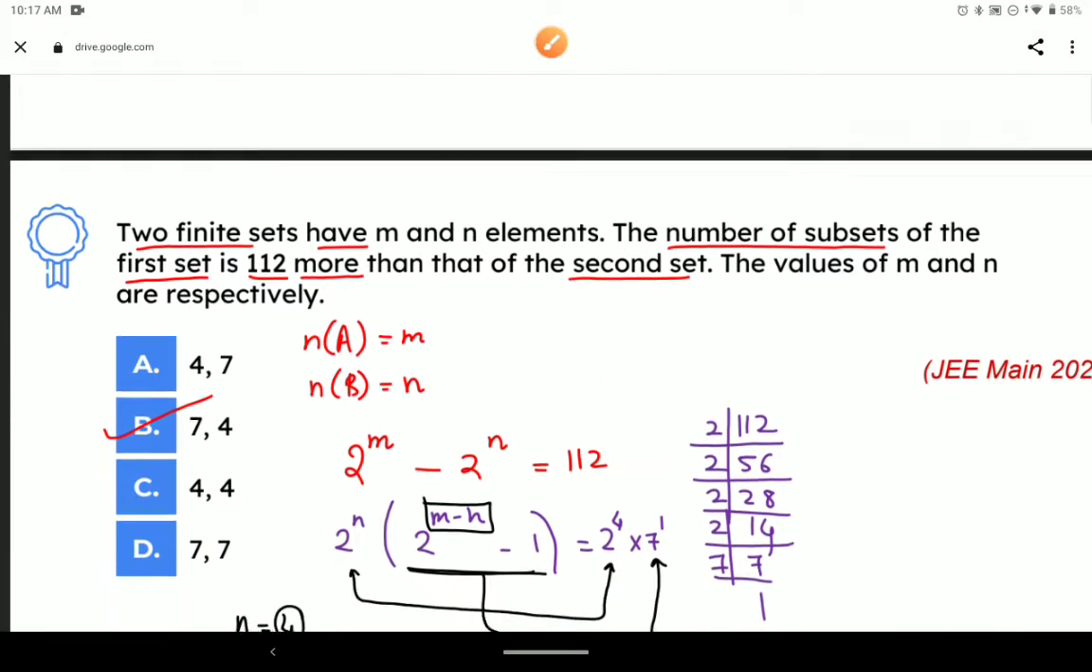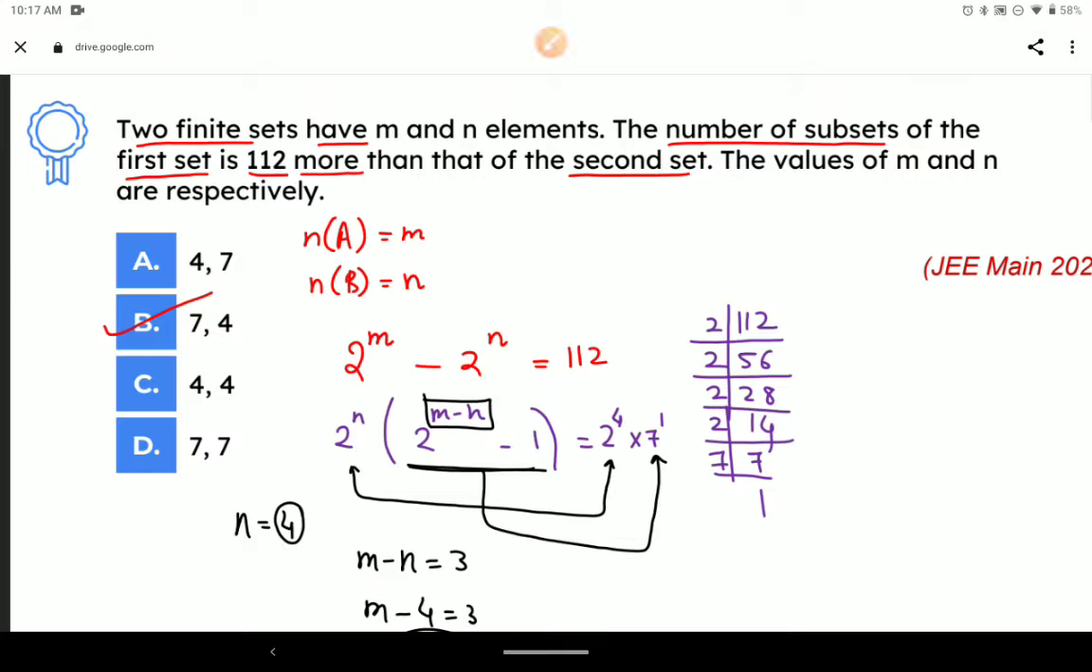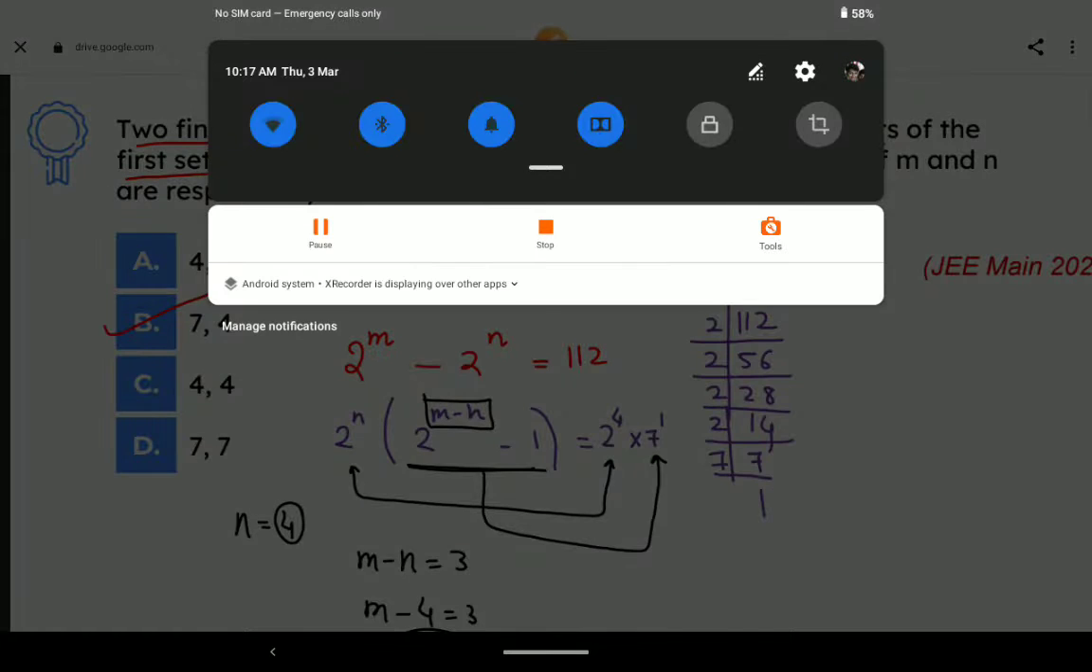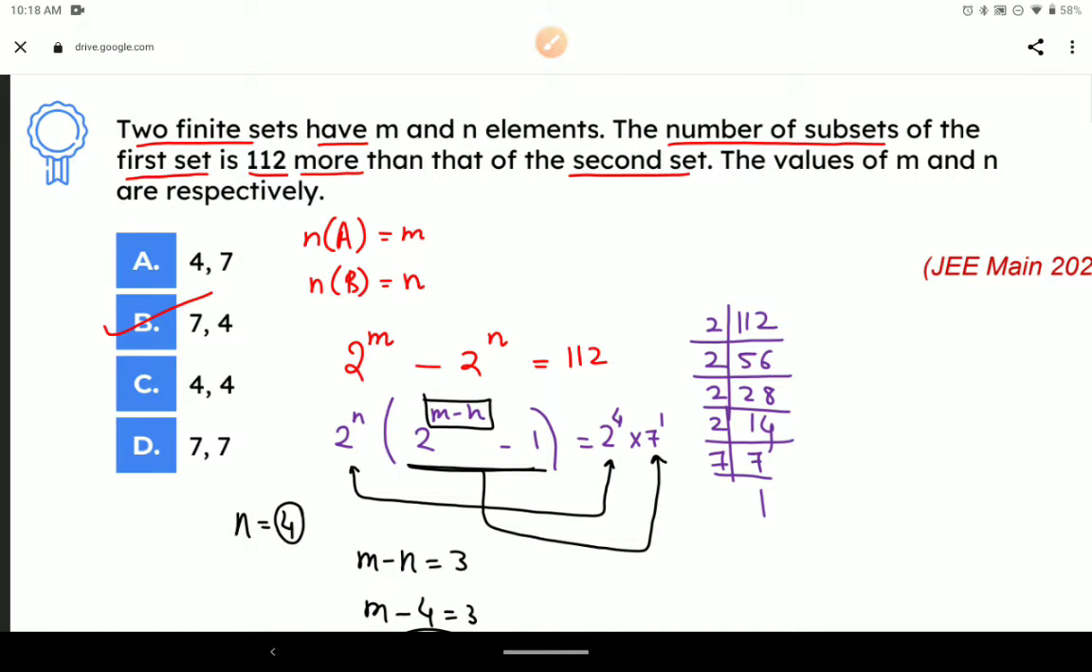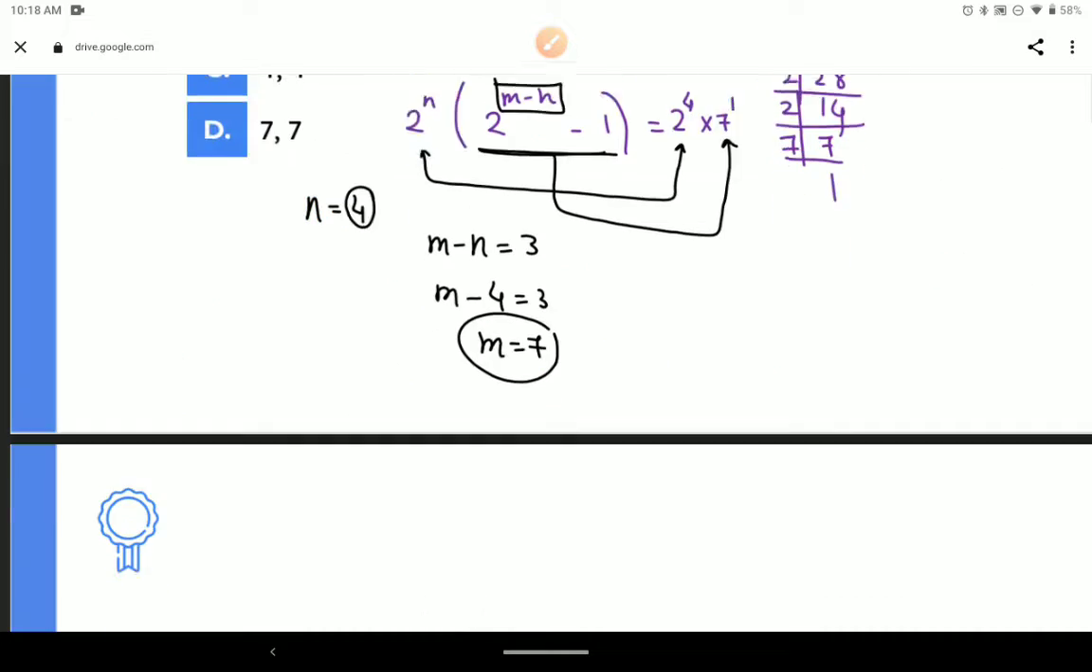Let's go fast. And this is the second type of problem I should discuss. See here, the second type of problem is here two finite sets have actually... it's taking more time. I think I should complete it fast. So let's complete it fast.